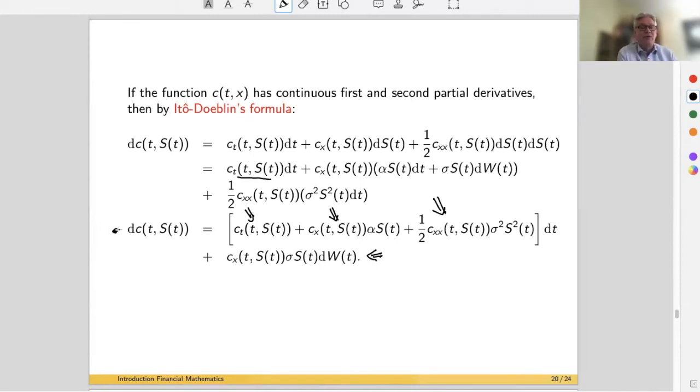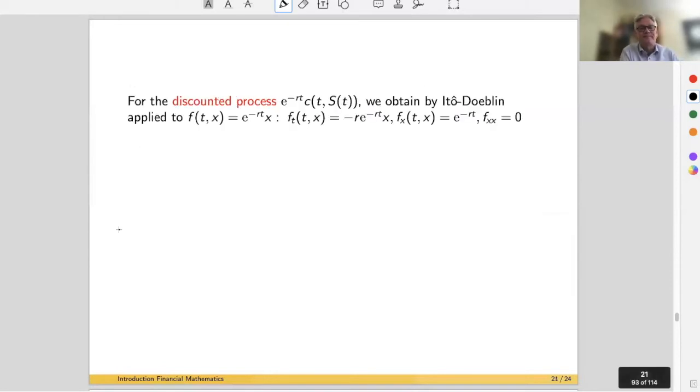The dynamics of the call option value. What shall we do with those dynamics? Well, the first thing we do is we would like again to look at it by means of discounting. We want to look at it at time 0. So we consider the discounted process, e to the power minus RT times C.